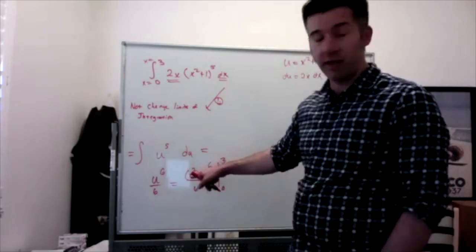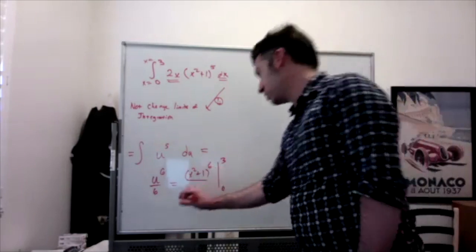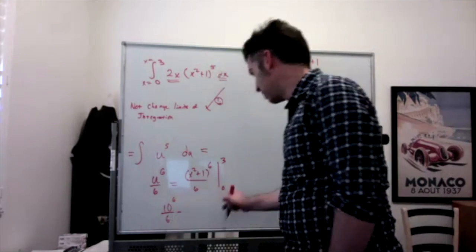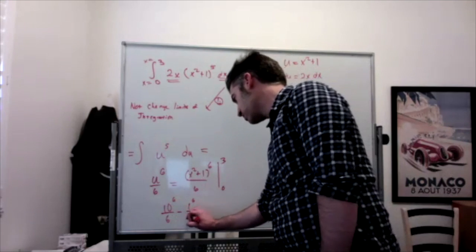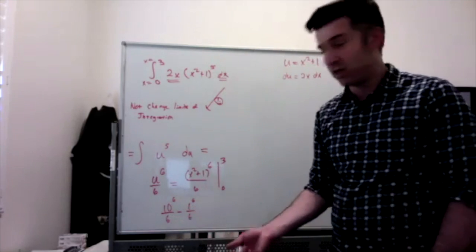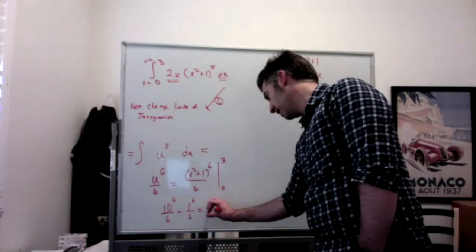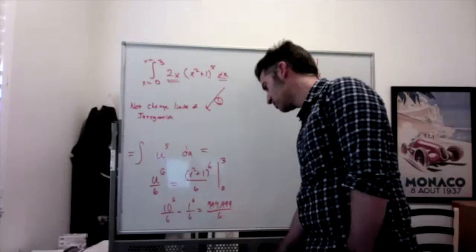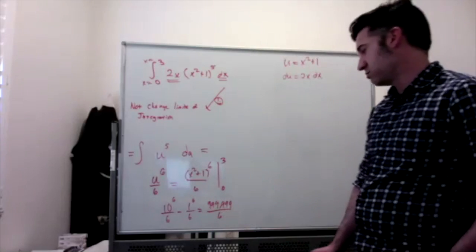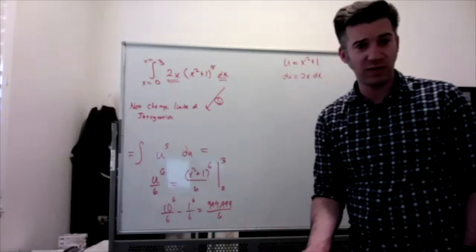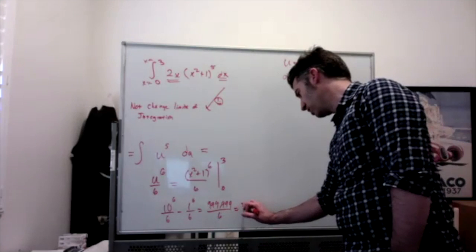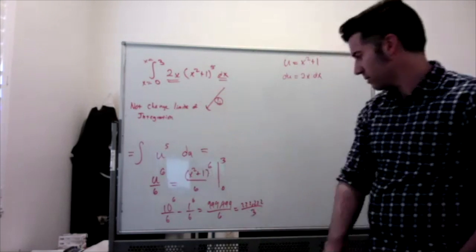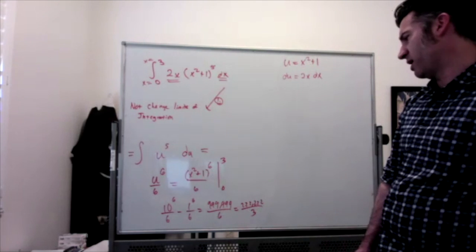But if you do this and you plug in 3 for x, you get 3 squared plus 1, which is 10 to the 6 over 6. Minus you plug in 0, you get 1 to the 6 over 6. 10 to the 6 is a million. Minus 1 is 999,999 divided by 6, which would reduce to 222,222 over 3. I don't really care, but fine, there you go. Which probably divides even further.